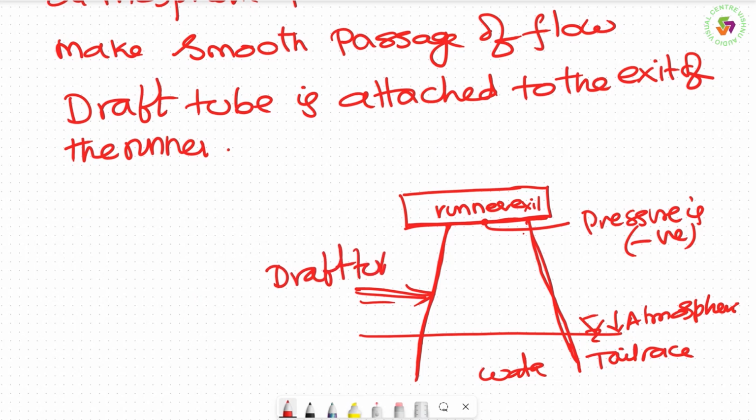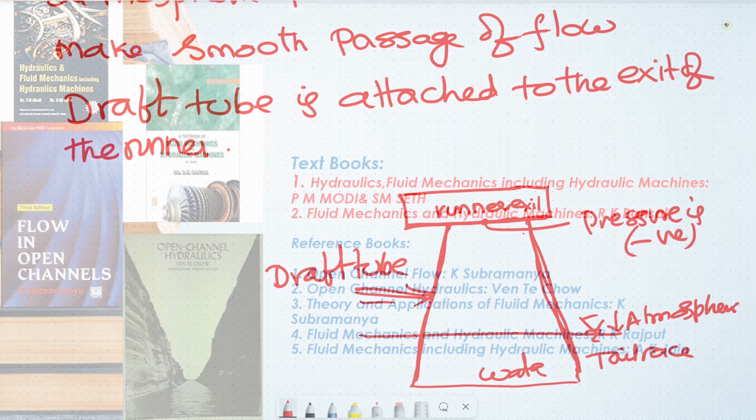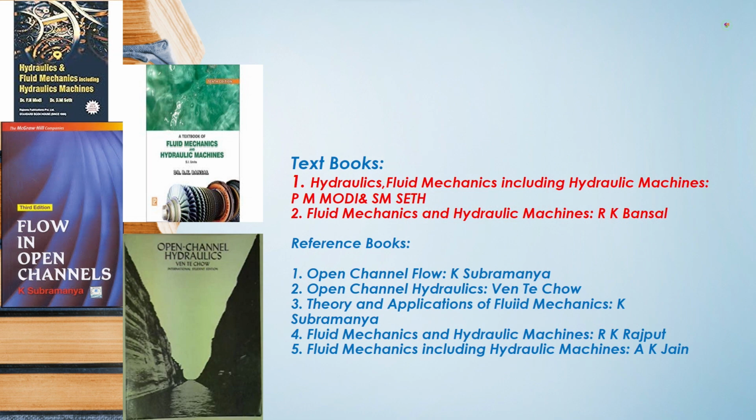So it is mandatory in the case of reaction turbines. Without that, we will not be able to discharge water at the reaction turbine exit. We will not be able to see that the water leaves the turbine properly. So a draft tube is a very, very important component in the case of the Francis turbine. So kindly remember it. The same is the case with the Kaplan turbine also. Note that. With this, we will stop this lecture.